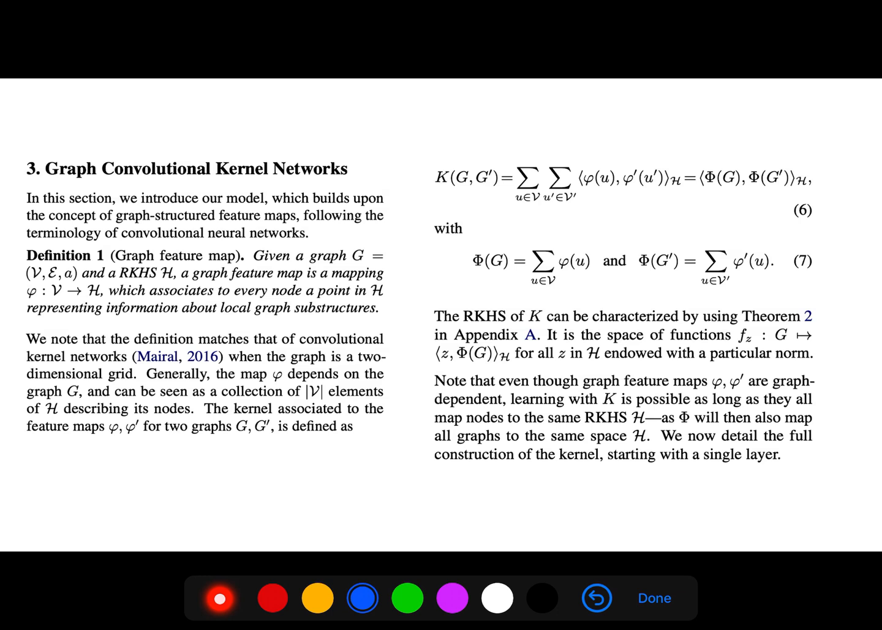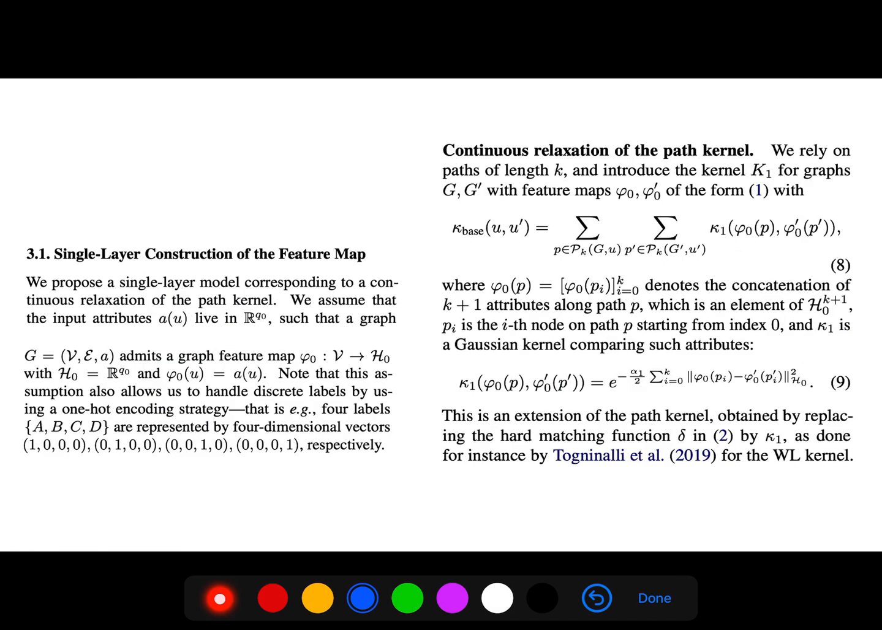We now detail the full construction of the kernel, starting with a single layer. We propose a single layer model corresponding to a continuous relaxation of the path kernel. We assume that the input attributes are such that G admits a graph feature map. We rely on paths of length k and introduce the kernel k sub 1 for graphs G and G prime with feature maps phi 0 and phi 0 prime. It denotes the concatenation of k plus 1 attributes along path P, and this is an extension of the path kernel.